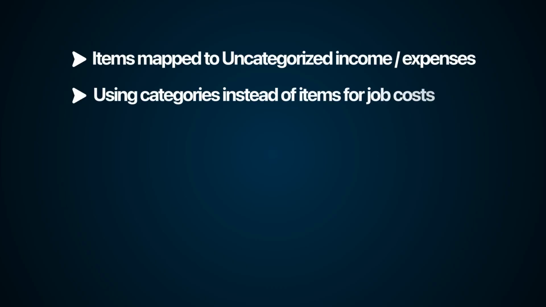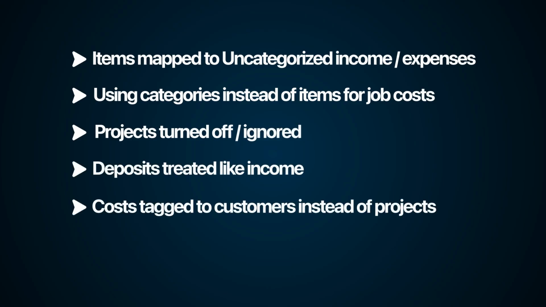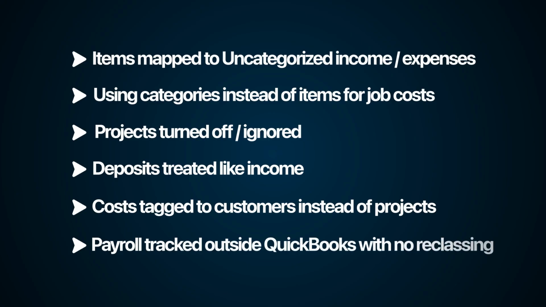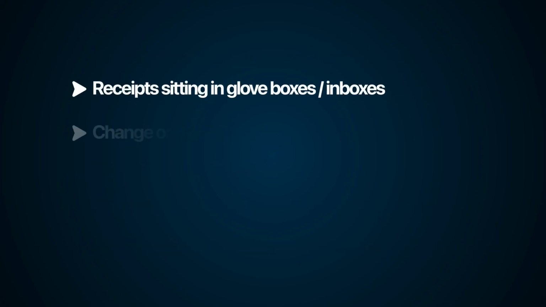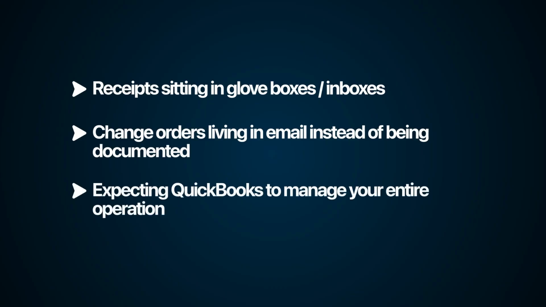Let me call these out clearly because almost everyone does at least a few of them. First, items mapped to uncategorized income or expenses, then using categories instead of items for job costs, projects turned off and ignored, deposits treated like income, costs tagged to customers instead of projects, payroll tracked outside QuickBooks with no reclassifying, receipts sitting in glove boxes or in boxes, change orders living in email instead of being documented, expecting QuickBooks to manage your entire operation. QuickBooks is financial software.